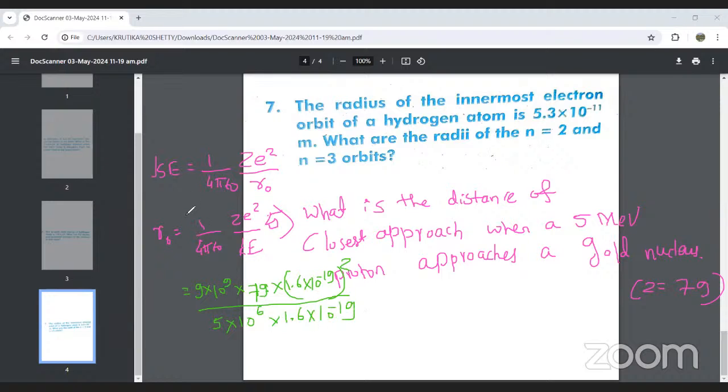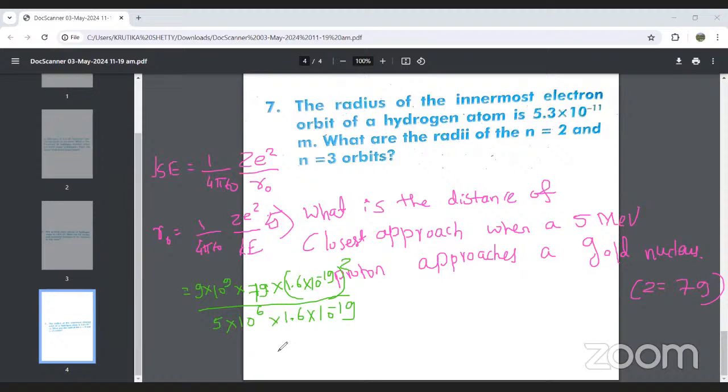I'll repeat here, students. They are asking you to calculate the distance of closest approach. To calculate that, we have the formula 1 upon 4 pi epsilon naught Z E square upon R naught. So R naught is equal to 1 upon 4 pi epsilon naught Z E square upon kinetic energy. 1 upon 4 pi epsilon naught is 9 into 10 raised to 9. Z value is 79. E value is 1.6 into 10 raised to minus 19 whole square, divided by kinetic energy, which is given as 5 mega electron volt. Converting 5 mega electron volt, it is 10 raised to 6, and electron volts to joule, it is 1.6 into 10 raised to minus 19.